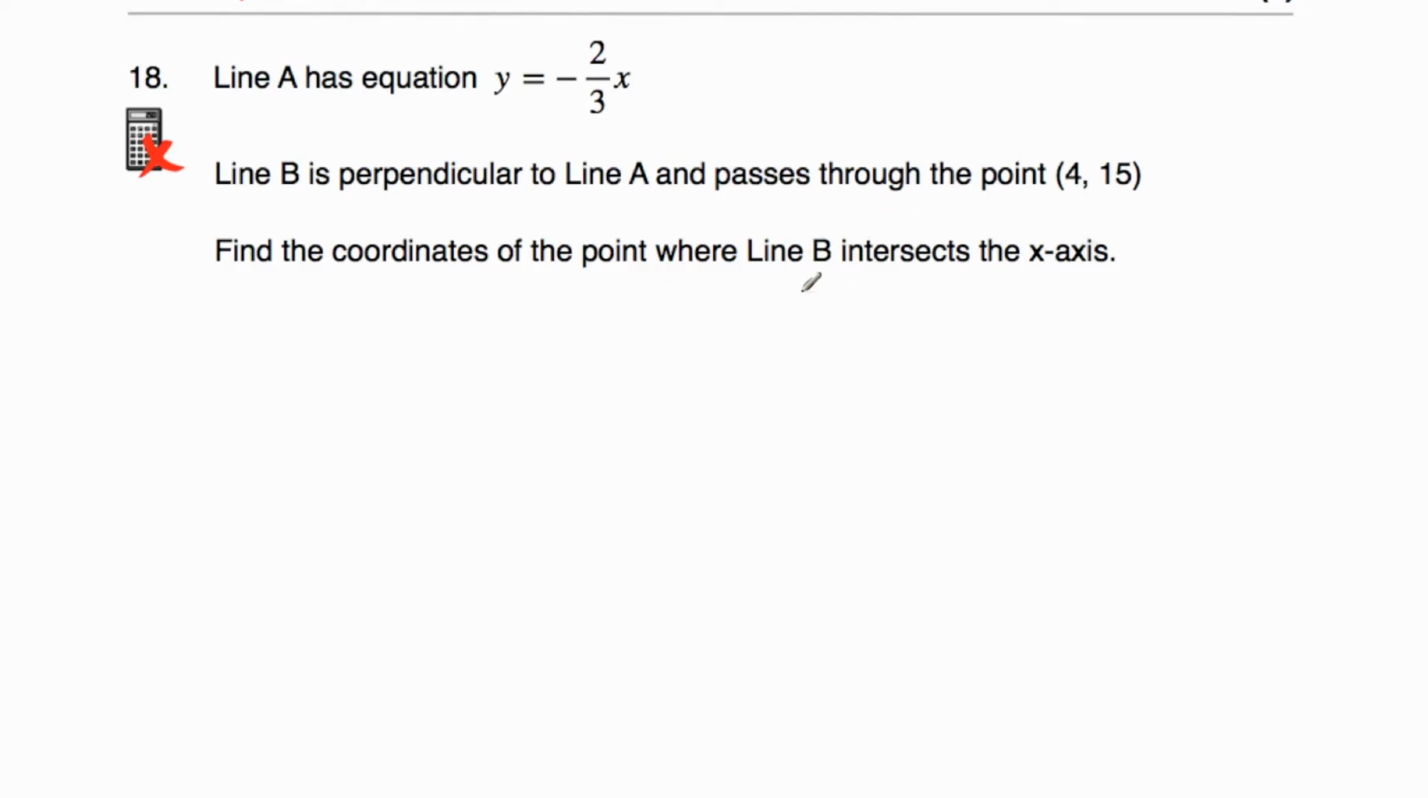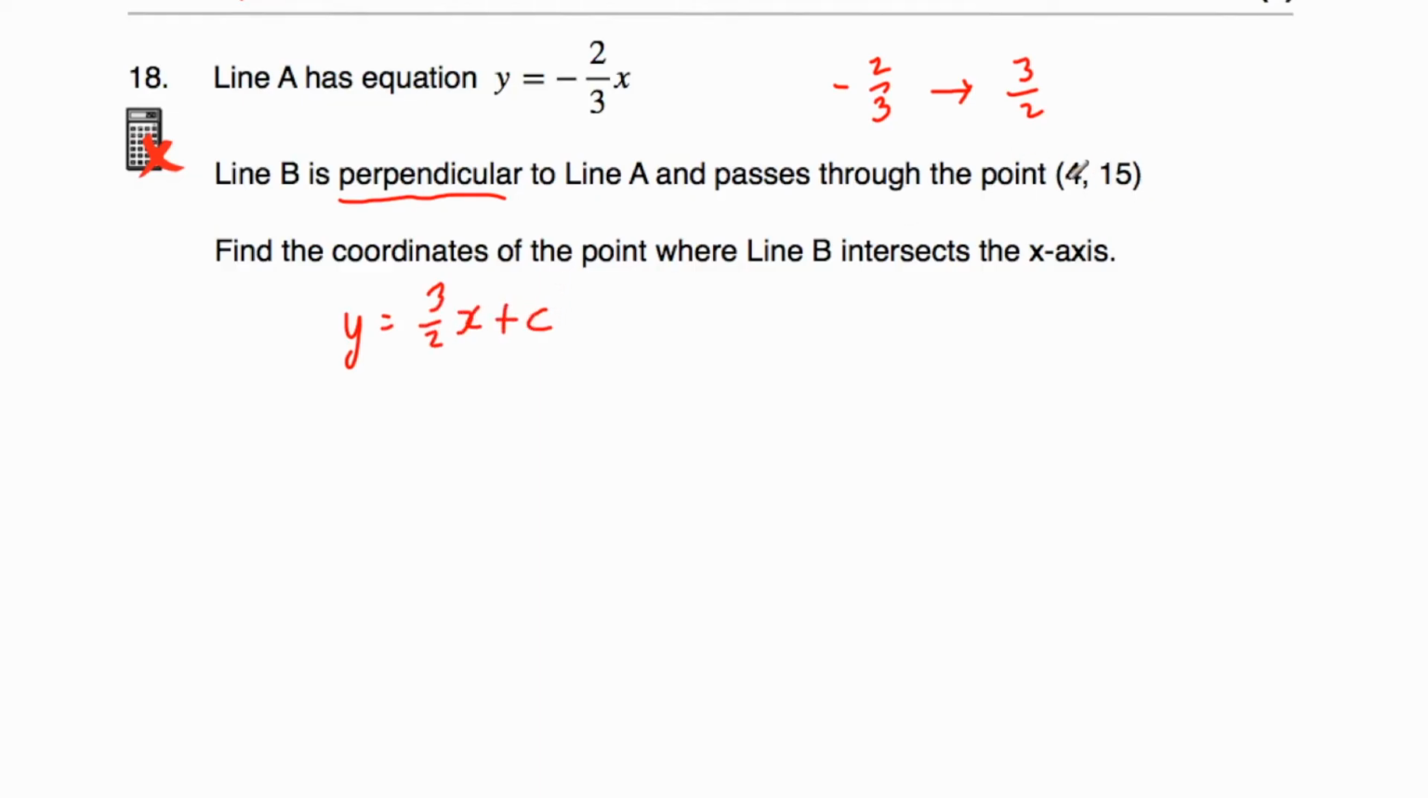Let's start off by finding the equation of line B to begin with. That's going to help us find where it crosses the x-axis. We know that it's perpendicular to A. The gradient of A is equal to minus 2/3, so we're going to find the negative reciprocal of that. It's a negative, so when we find the negative reciprocal, that makes it positive. The reciprocal of 2/3 is 3/2. So that means the gradient of line B is equal to 3/2, so it's going to be y equals 3/2 x plus c.